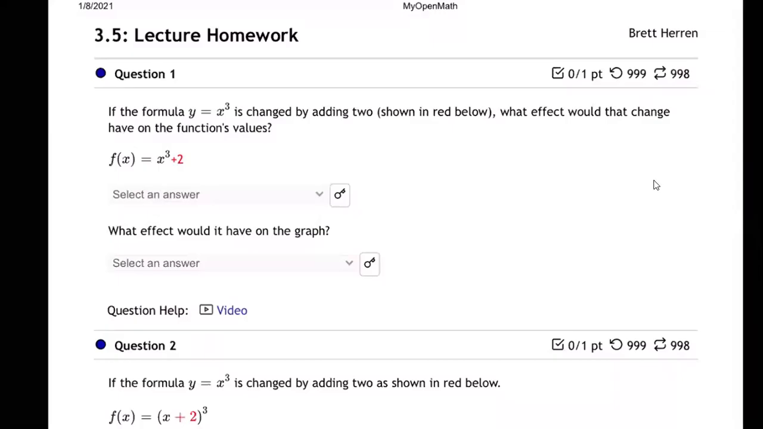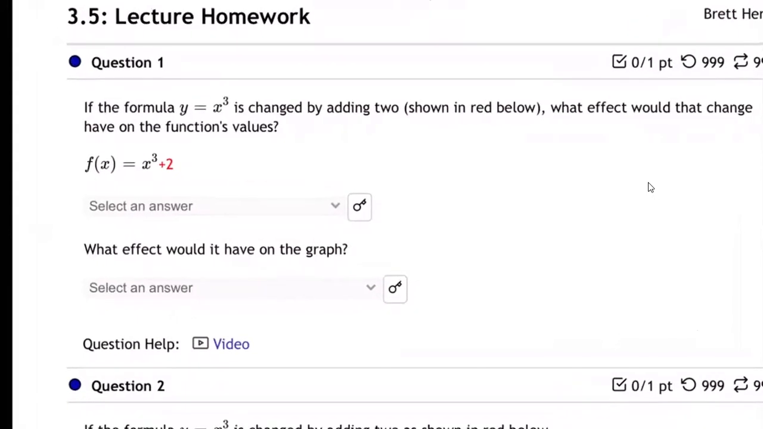Okay, so 3.5 lecture homework, question number 1. It's saying f of x is x cubed plus 2. So what does it do? What does it do to a function, to a graph, when you add and subtract different numbers here and there? What does that actually do? Well, let me be clear and helpful to you on this.